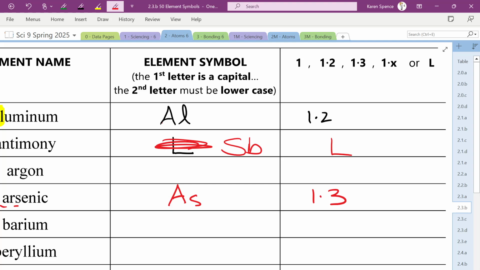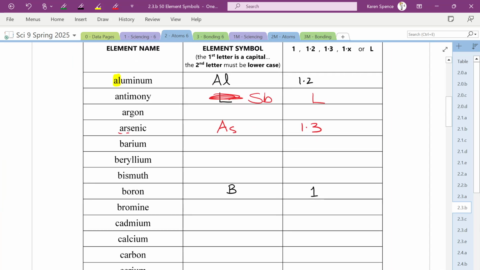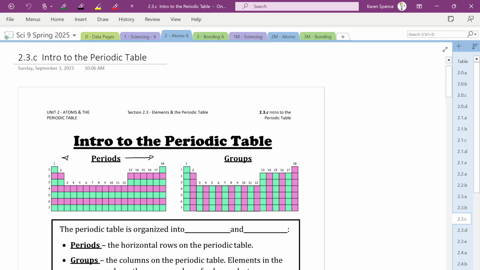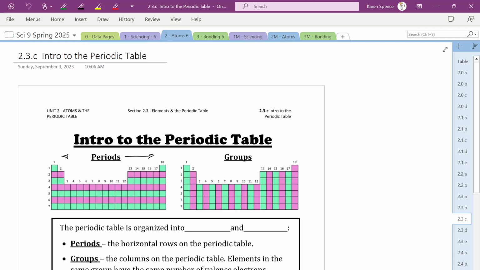Do we have anything for homework? For homework, we will be finishing this, and then I'm not gonna keep people doing this forever because it's kind of boring. So it'll be just finishing this for homework, and we're going to move on to our intro to the periodic table. Yes. Okay.